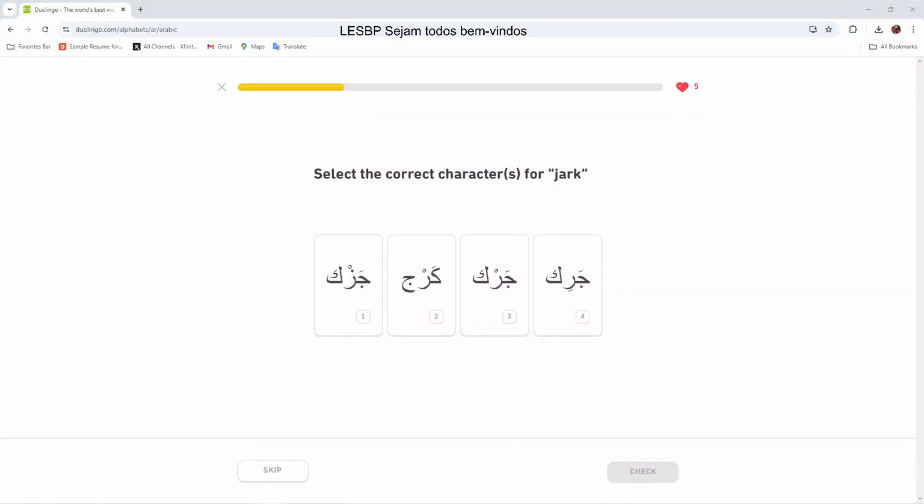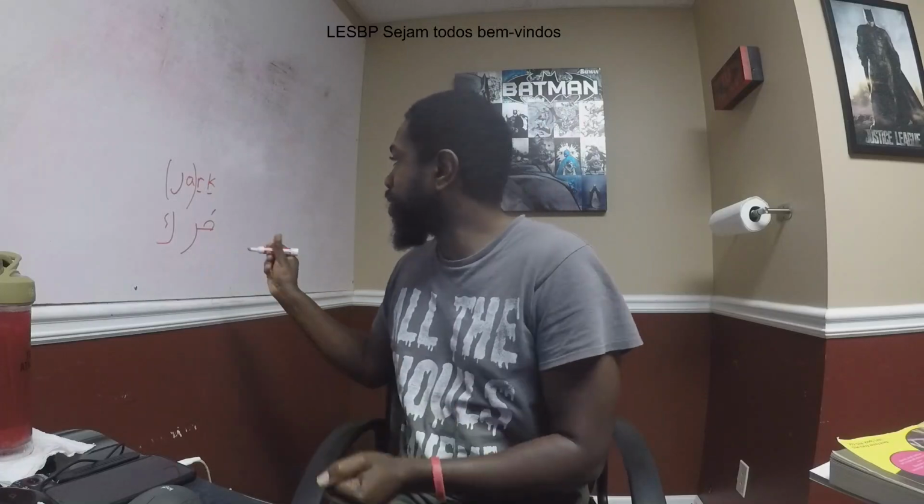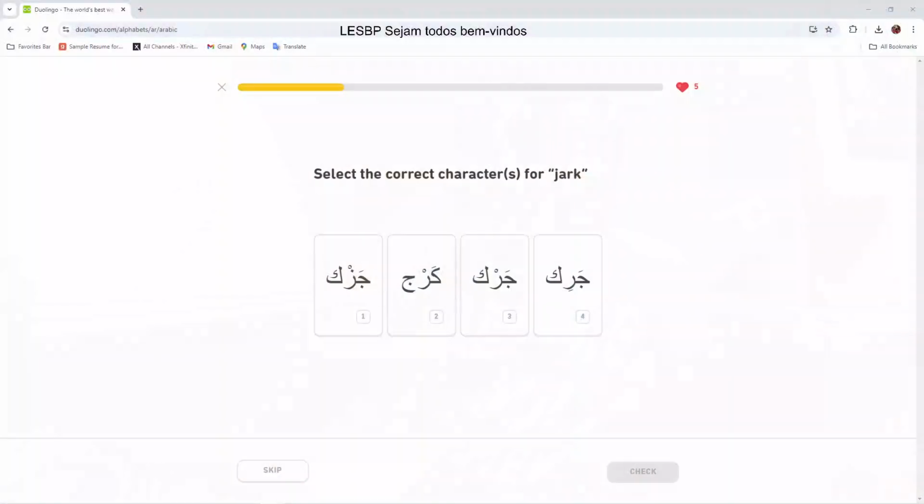J-A-R-K. Let's see how close we came to writing this the right way. So if I was to say, I would say this. Oh, I forgot the... Okay, so I think the only thing we forgot was the little accent down below, which would be right here. So we forgot the accent down below for the J, which I didn't realize was there. But it's good to know.